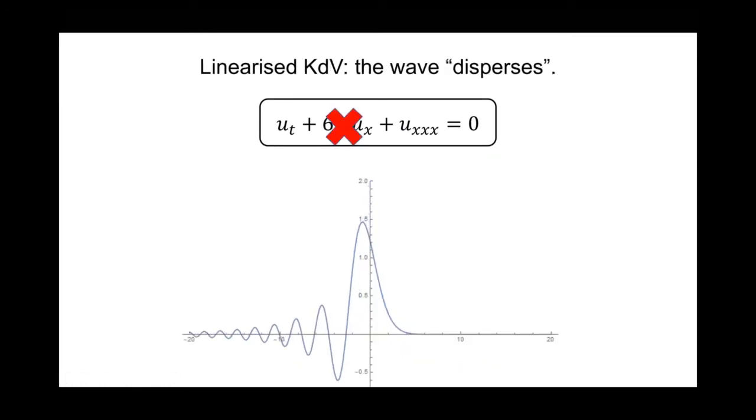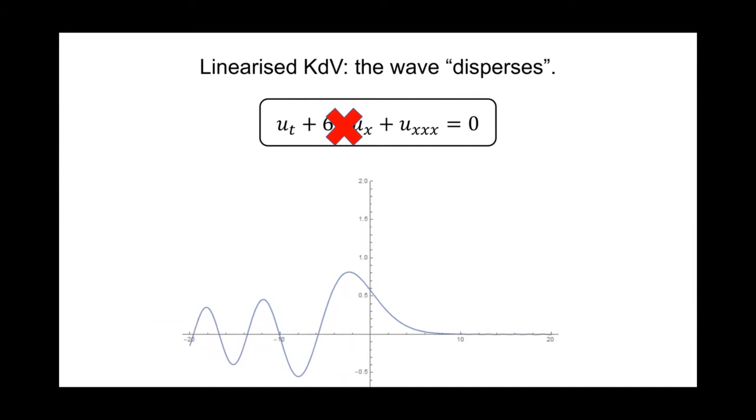What we see is that the initial localized wave disperses. In particular, it spreads out. There are these waves which move towards x equal minus infinity. And if you fix the value of x, the amplitude of the wave goes to 0 as time goes to infinity. We'll come back to the precise meaning of dispersion in the next lecture.